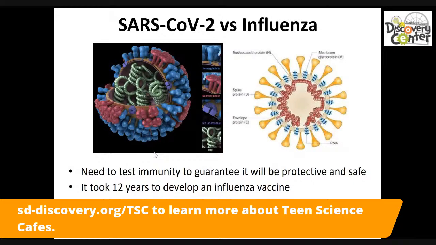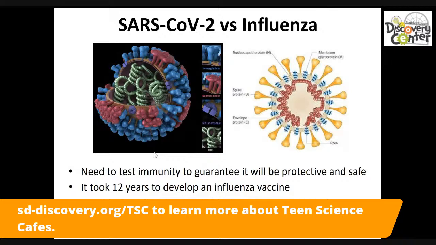We have to remember it took 12 years to develop an influenza vaccine, and we're trying to create a SARS-CoV-2 vaccine, or COVID-19 vaccine, in about 12 to 18 months. We're going to have to see how rapidly we can do that. That would be the fastest we've ever made a vaccine from the discovery of a virus to having an actual vaccine.